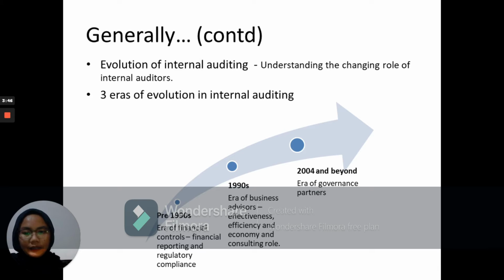First is pre-1990s, the era of financial controls. Next, in the 1990s, the era of business advisors. And the last one, 2004 and beyond, the era of governance partners.